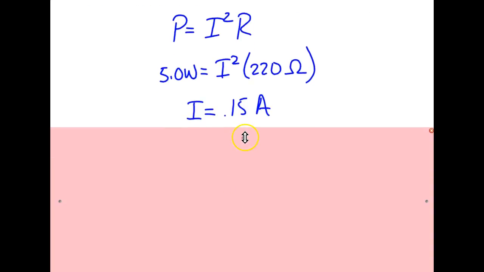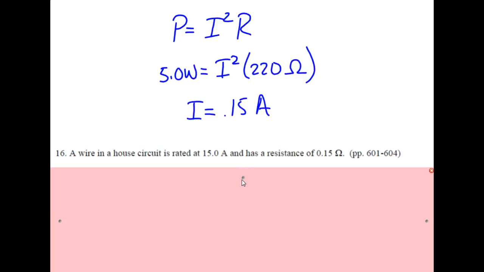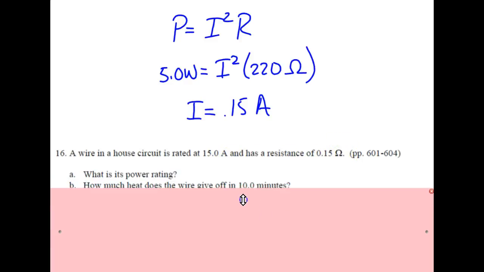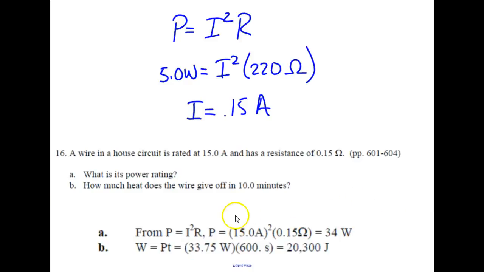Okay? And lastly, number 16. A wire in a house circuit is rated at 15 amps and has a resistance of 0.15 ohms. What's its power rating, and how much heat does the wire give off in 10 minutes? Well, on this one, we have current and we have resistance, and they want power. So the power equation we would choose that relates all three is P equals I squared times R. This would be 15 amps squared times 0.15 ohms. And when you do the calculation, you should get 34 watts.